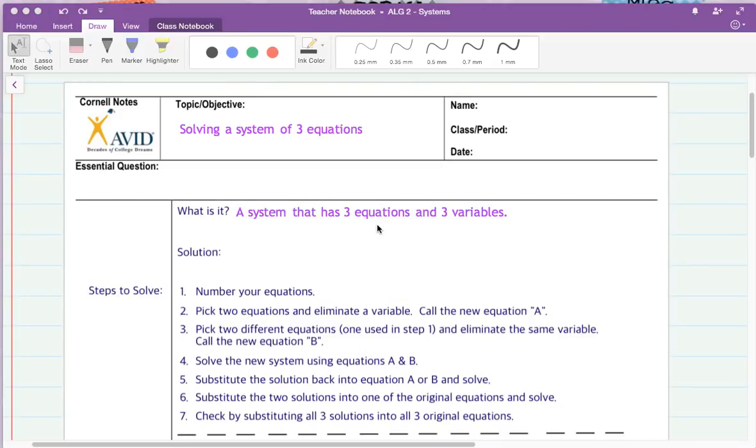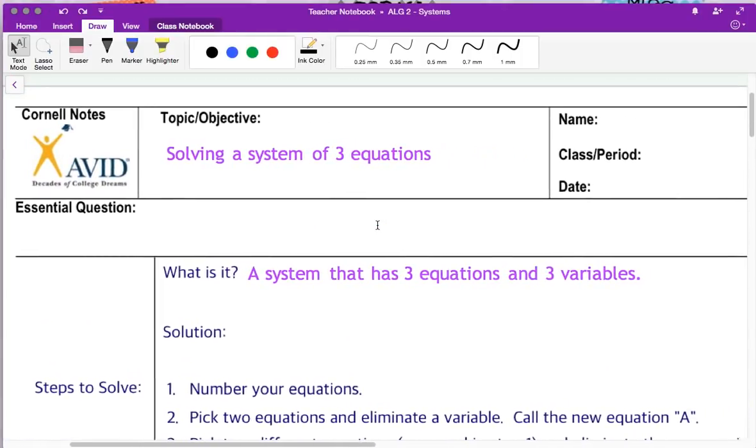Today's notes will cover solving a system of 3 equations. I have my Cornell notes set up right here, and you can print these from the link in the Schoology assignment. If you don't want to print them, go ahead and set up your notebook paper for Cornell notes. Okay, let's go ahead and get started.